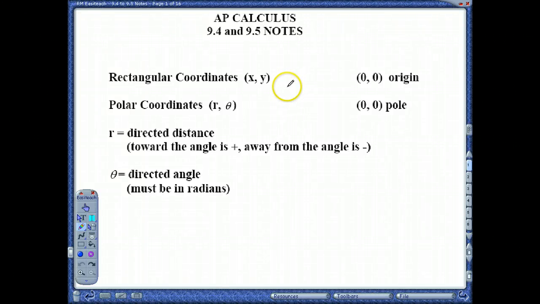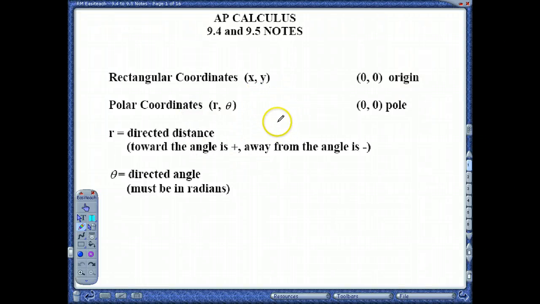Hi, and welcome to section 9.4, which is our review for polar coordinates. The same thing we did last year in section, I believe it was 10.7 and 10.8. So it's that brief but thorough review of what we did last year. All right, so let's get started.